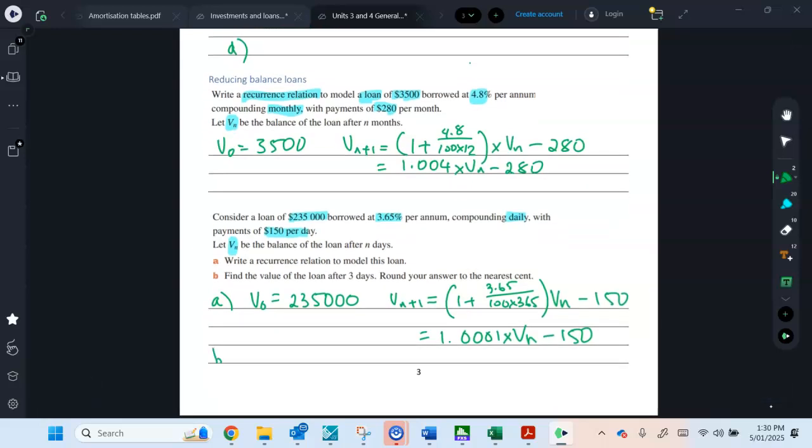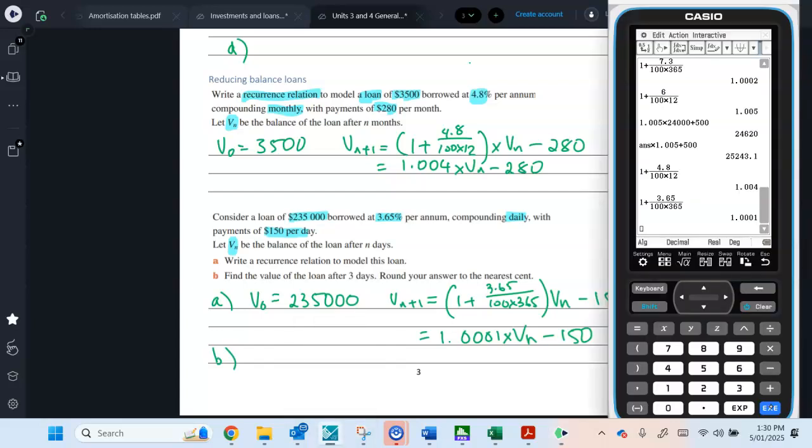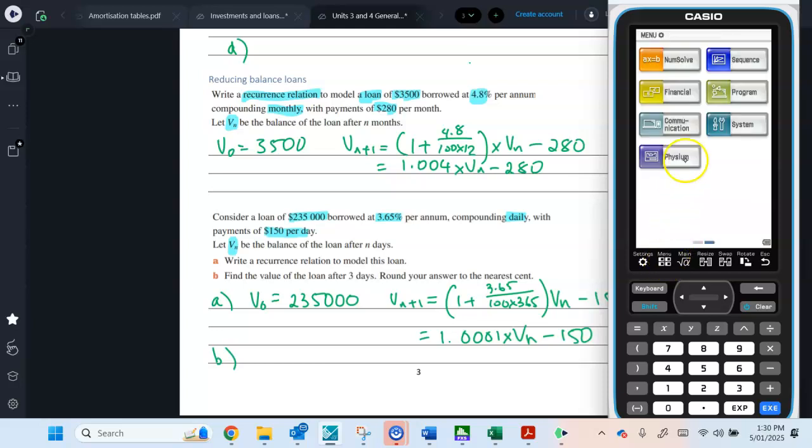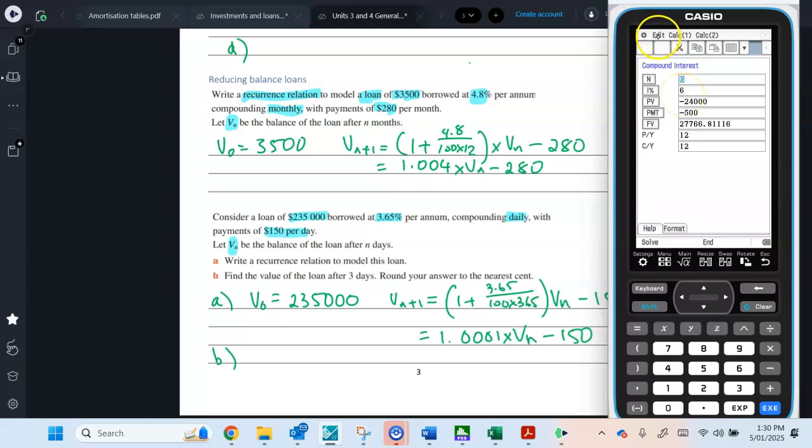All right, question B, find the value of the loan after 3 days. On your calculator, you can just keep doing 3 iterations. I'm going to just use Finance Solver so we can have a bit of practice of that. You don't have to go to clear all, you can just go clear page and it'll clear all the values to start fresh. We're doing after 3 days, so N is 3. I is always your annual interest rate, which is 3.65. P is your principal, or in here it says present value, 235,000.